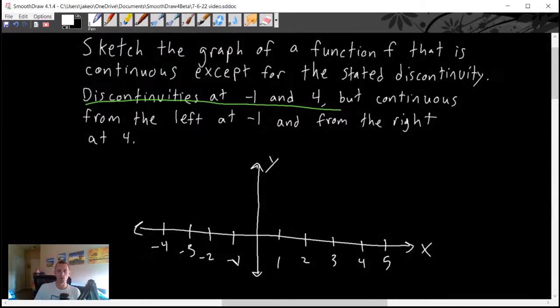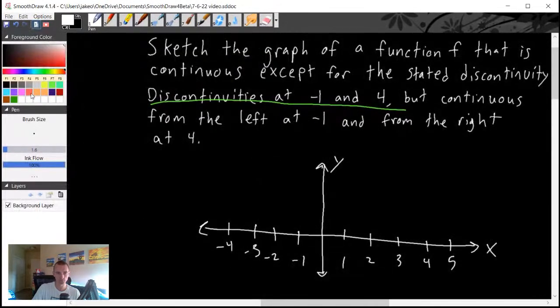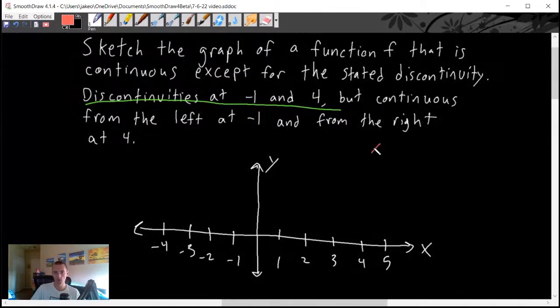What I like to do is list out what we know about specific x values. So we know x equals -1 and x equals 4 are the only places where something a little bit weird is happening. Other than that, it's going to be continuous everywhere else. So if we look at these two points, what do we know about what our function needs to look like at x equals -1 and at x equals 4? We know obviously that it's going to have a discontinuity, but we have even more specific information than that.